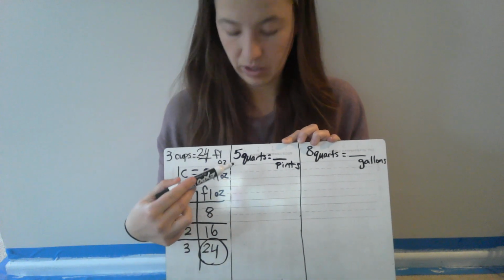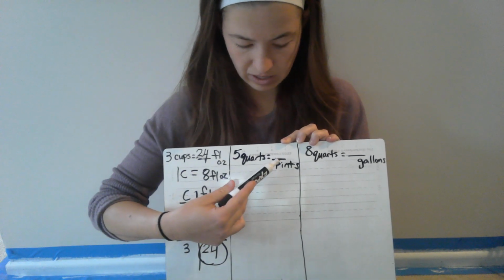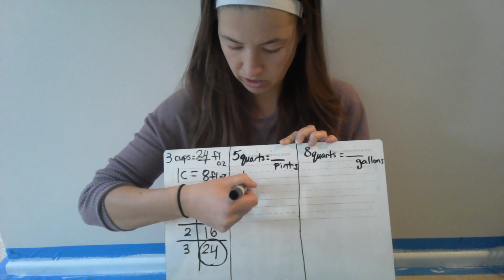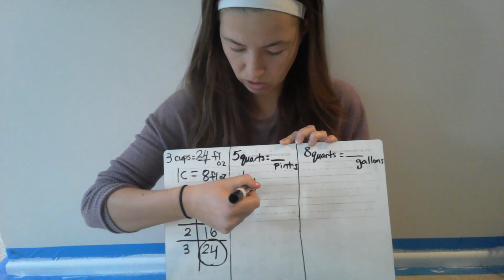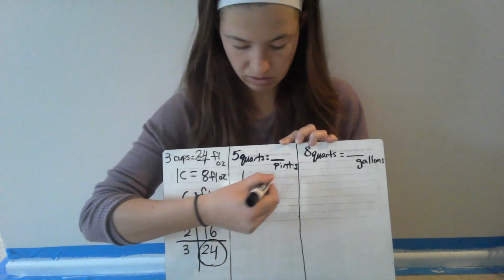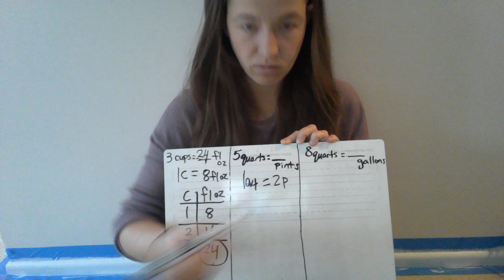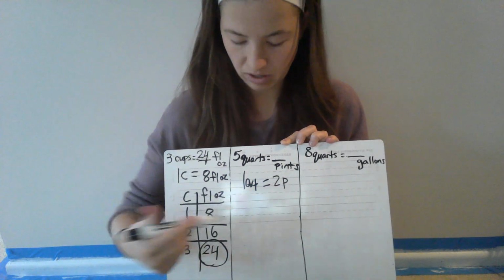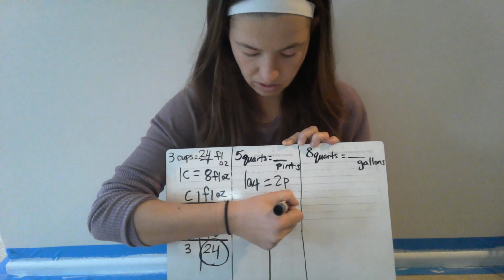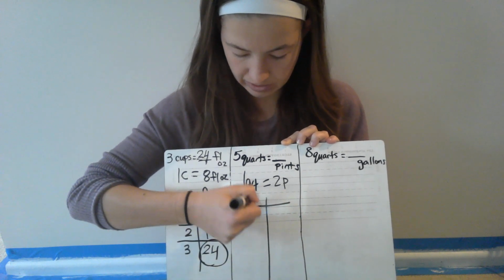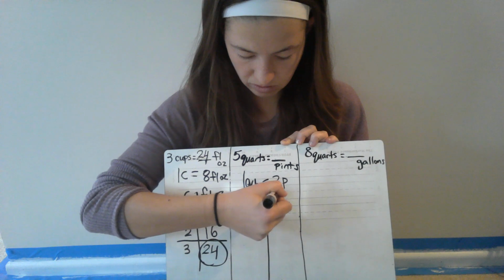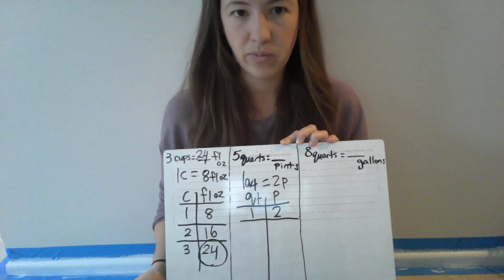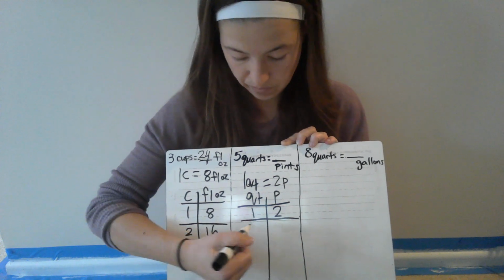In the next example, I have 5 quarts is blank pints. When I'm looking at the relationship chart, I notice that 1 quart is 2 pints. I'm sorry, 1 quart is 2 pints, if I didn't say that earlier. So I need to get to 5 quarts. 1 quart is 2 pints. I'm going to keep going all the way to 5.